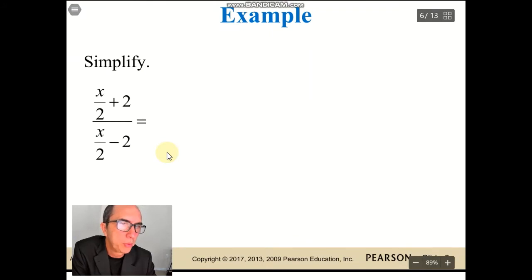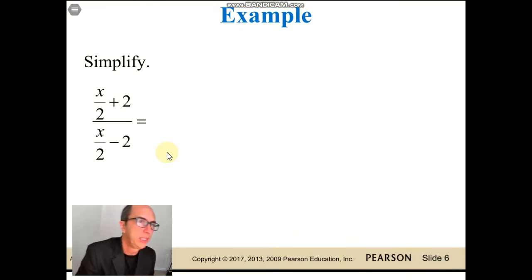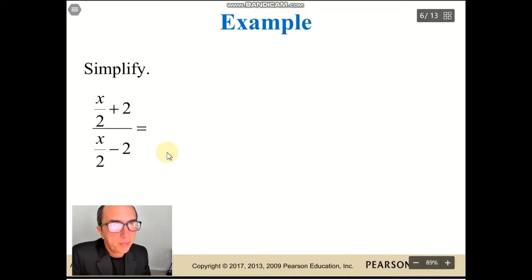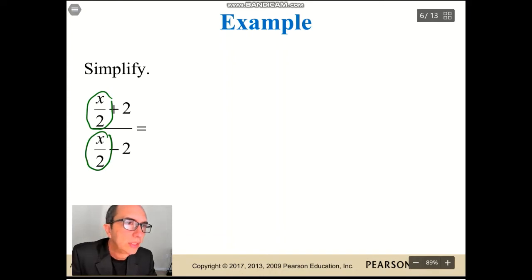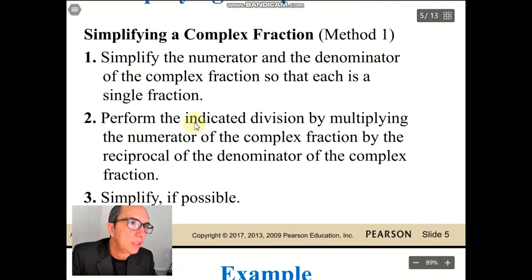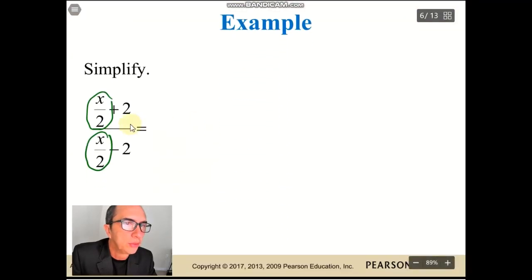Let's check an example and understand how to proceed. So we have a fraction that's composed of other fractions. That means a complex fraction. We have a fraction here in the numerator and another one in the denominator. Check the first step. First step here is to simplify and make each one a single fraction. We have a fraction and a number. Let's make it a single fraction.